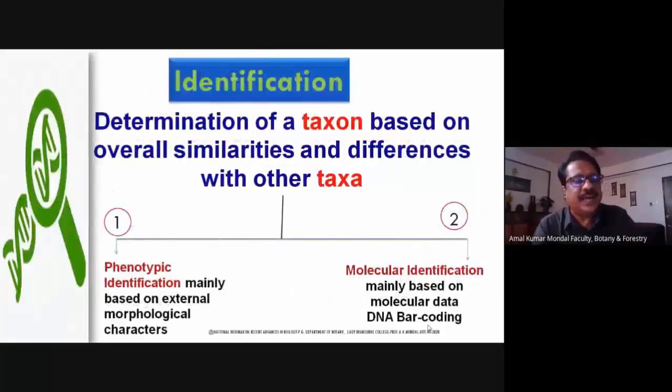Misidentified collection could also lead to the introduction of toxic or otherwise unsuitable species to the market with potential health risks to end users. Two types of identification: number one, phenotypic identification, mainly based on external morphological characters, and number two, molecular identification, mainly based on molecular data, DNA barcoding.